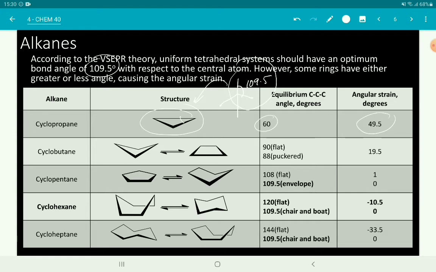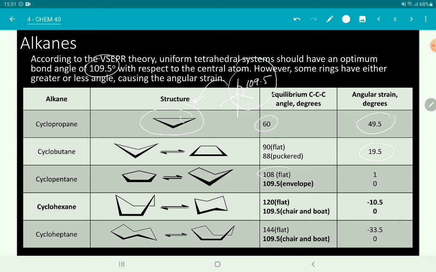Okay? So, for cyclobutane, yung flat structure niya is 90 degrees. Mas malapit to sa 109.5. Yung 88 ay puckered. So mas mahirap ngayon ma-form or mas malayo sa 109.5 yung 88 kaysa sa 90. So focus muna tayo sa 90. So kapag 90 degrees, ang angular strain is 19.5. Okay? So 19.5 yung difference ng 109.5 tsaka 90. So ibig sabihin may angle strain pa din.